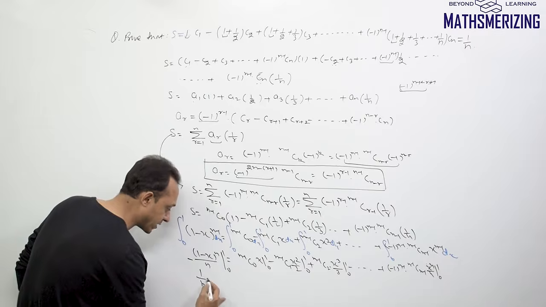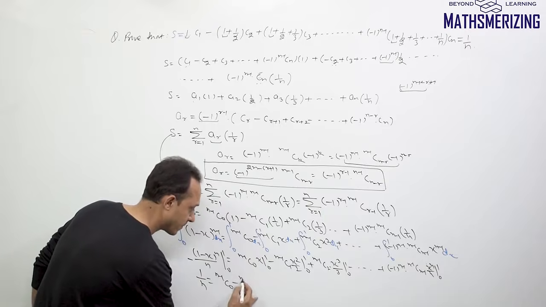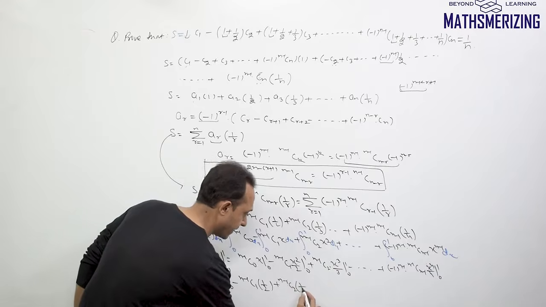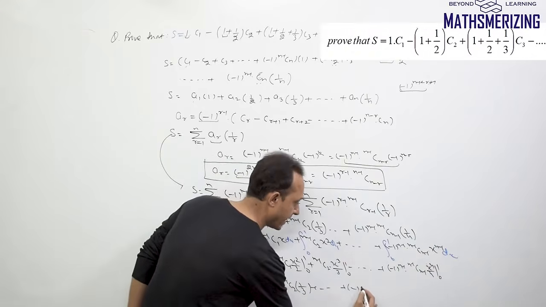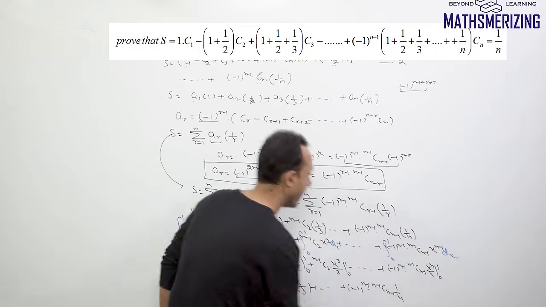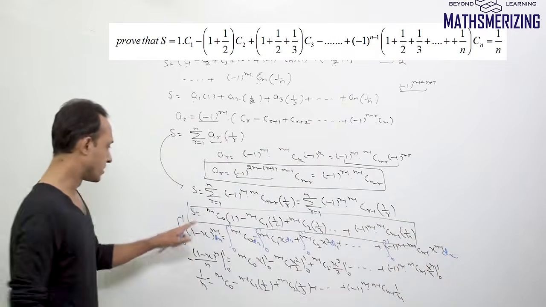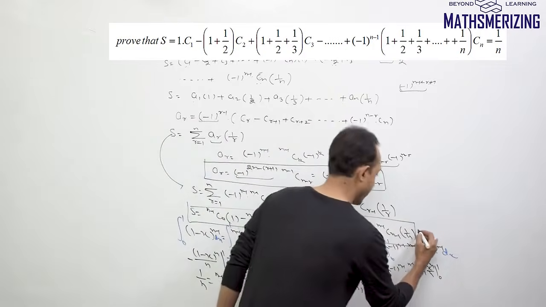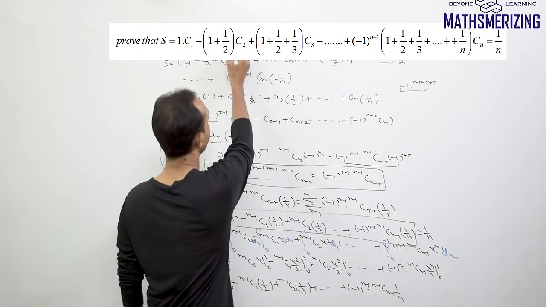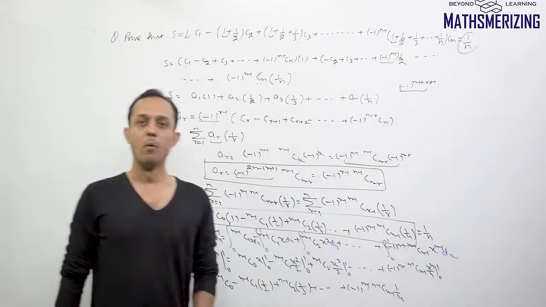So on the left hand side, I'll get this value as 1 by n, and here I'll get n minus 1 c0, n minus 1 c1 into 1 by 2, n minus 1 c2 into 1 by 3, and then it'll be minus 1 to the power n minus 1, n minus 1 c n minus 1 into 1 by n, which is the series that I'm looking for. So the sum of the series is equal to 1 by n. So the answer to this question is simply 1 by n.